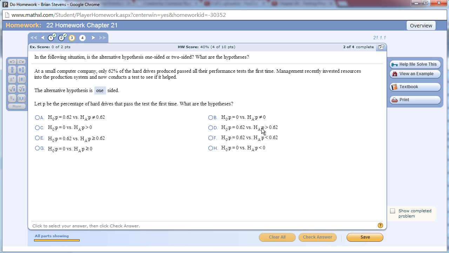We're down to D, F, and A. This is a two-sided right here, and these are one-sided. We want to see that the true proportion of hard drives that pass is greater than. We want to show evidence of that. We want to show evidence that we have done something to improve the true proportion of hard drives that pass. If we fail to reject the null, well, we'd say, well, looks like we're still stuck at 62%.